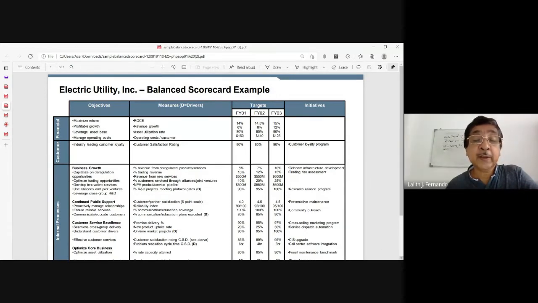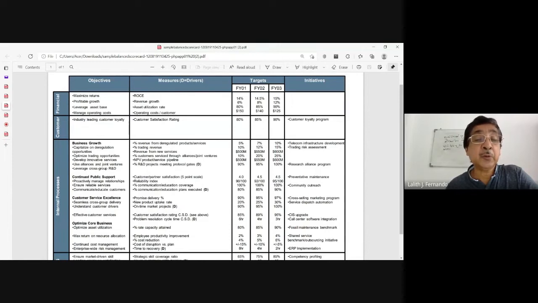I think that gives you some understanding about how business growth is taken into consideration in the balanced scorecard, the types of objectives coming under business growth, and how we measure these objectives, whether they are being achieved to a certain extent or not, and those measures are also given.